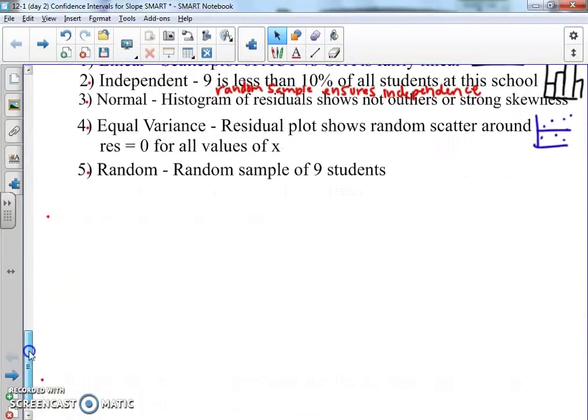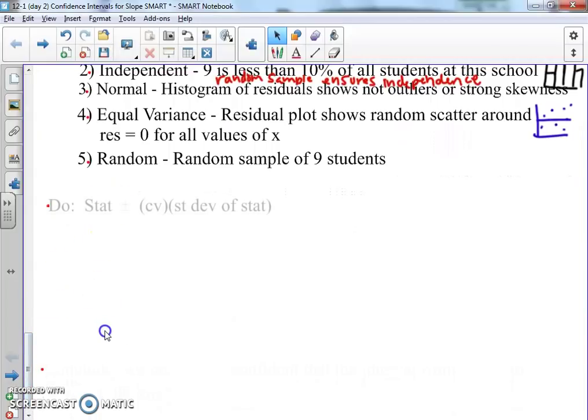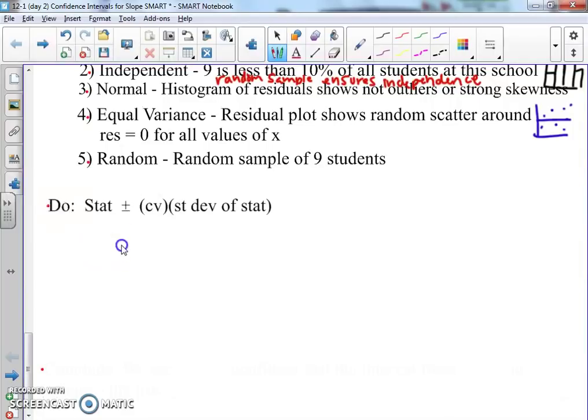All right, so now we're going to come here and do the Do portion. Remember that the Do portion is the statistic plus or minus the critical value times the standard deviation of the statistic. So we're going to go ahead and put in the statistic, which in this case is b, that's the slope, plus or minus, I told you on the other side, t star is the critical value we're using, times the standard deviation of the statistic. I said use the standard error of the slope.